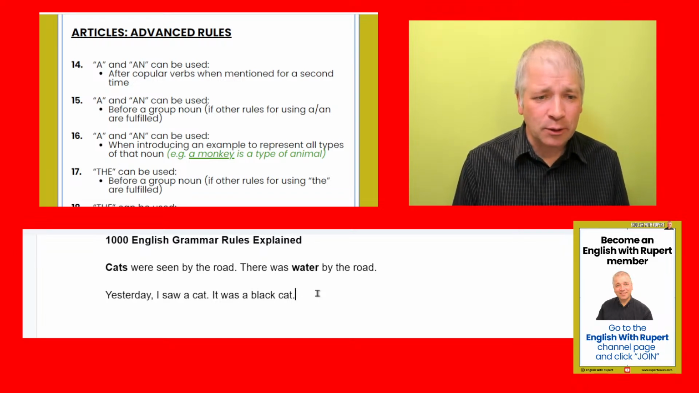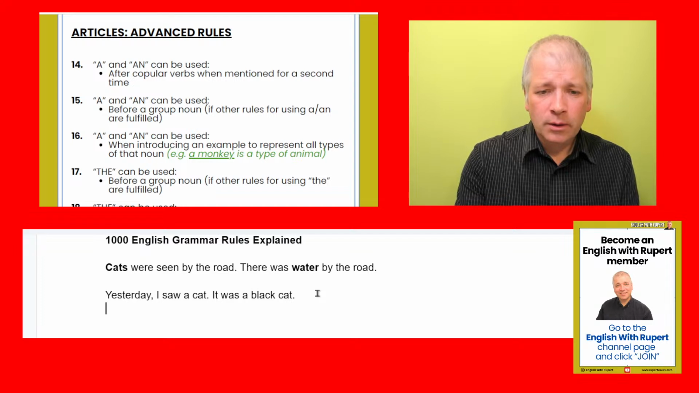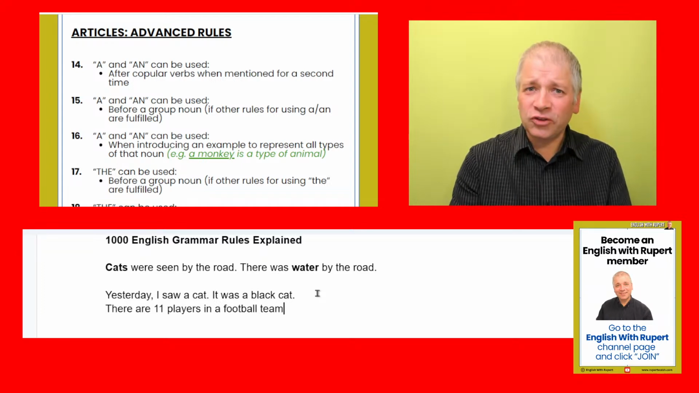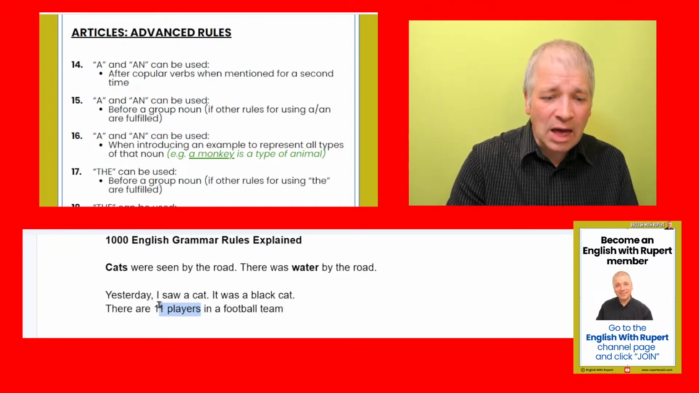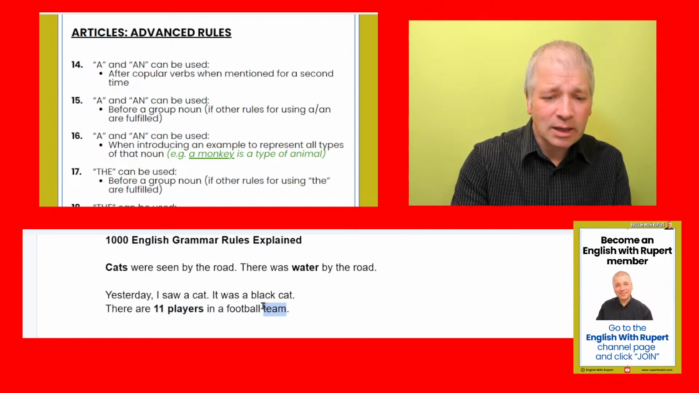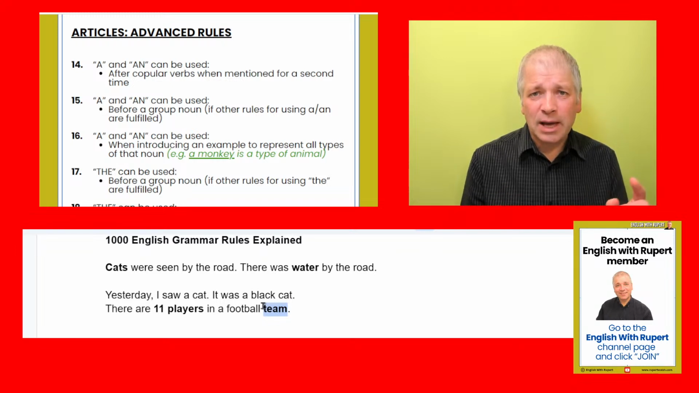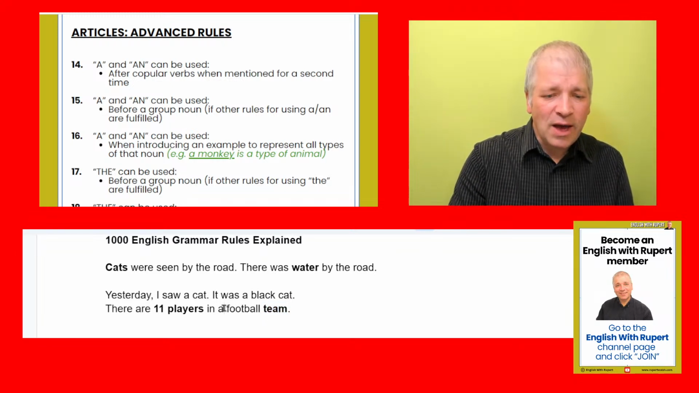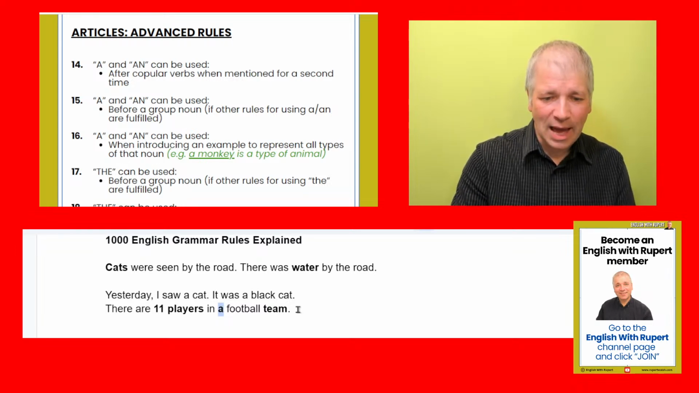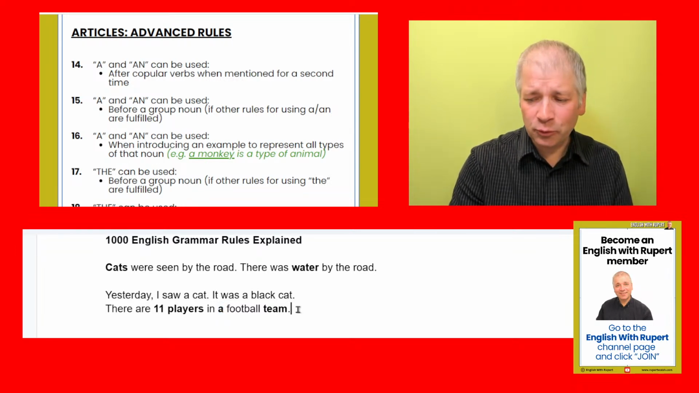Rule 15. A or an can be used before a group noun. So a simple example here would be, there are 11 players in a football team. So 11 players is plural, but team is a noun that describes all of those players as one, and therefore we don't treat it as plural for the sake of the articles. We treat it as singular. So football team, rule 15.